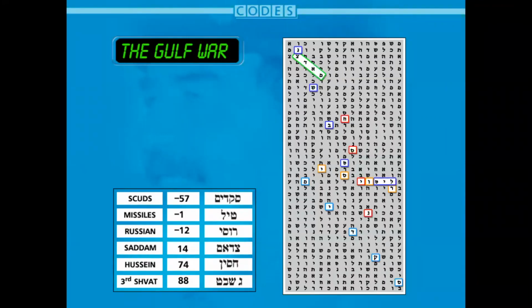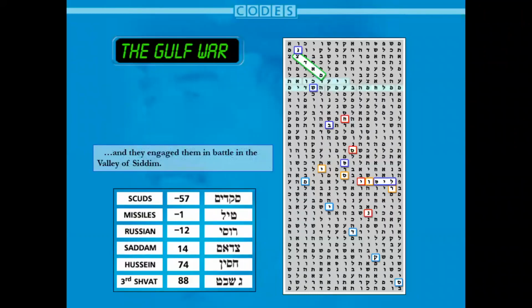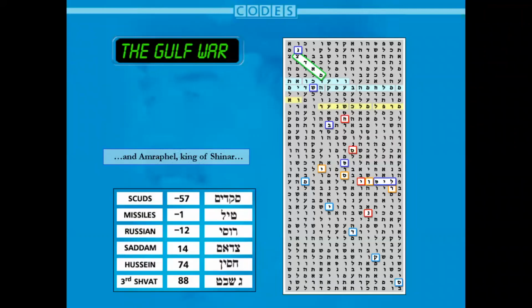Now people have asked, is there any relation between where you find the codes and what's actually written? Well, for those of you who are familiar with the Bible, you know in the time of Avraham Avinu, there was the war between the 4 kings and the 5 kings. And they engaged in a battle in the valley of Siddim, Emek HaSiddim, the Dead Sea. What do you know? And who did they fight against? Amraphel, the king of Shinar. Shinar, you probably don't know where it is today. It's changed its name a few times. It is the modern day city of Baghdad.